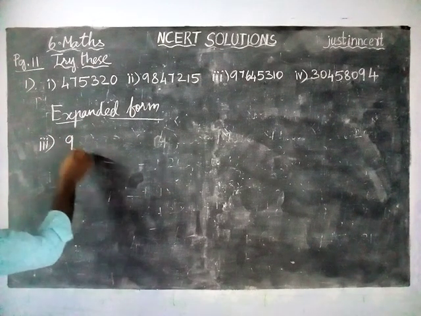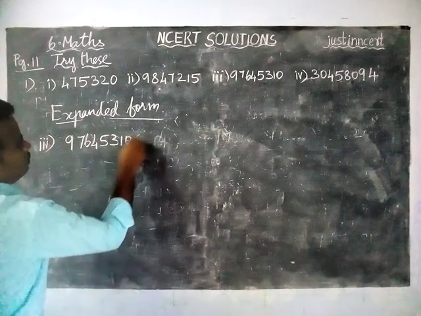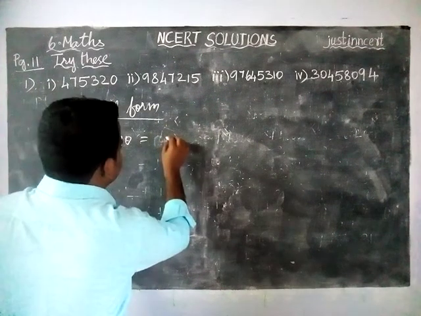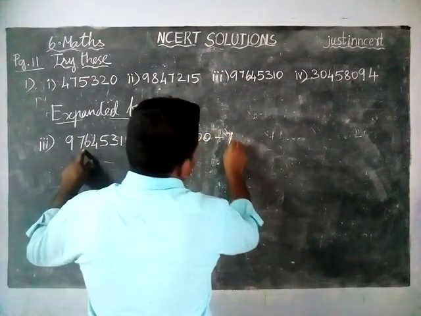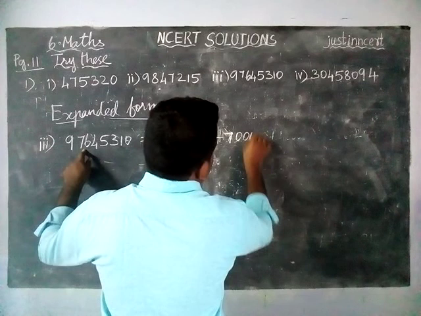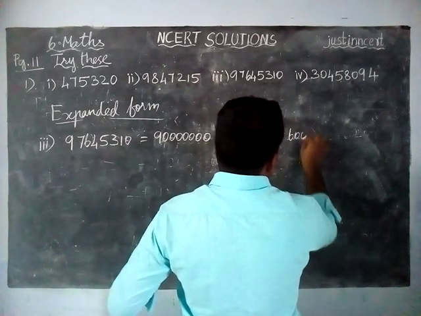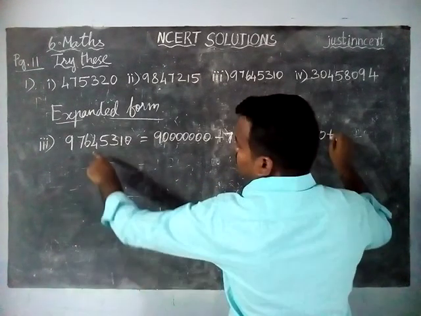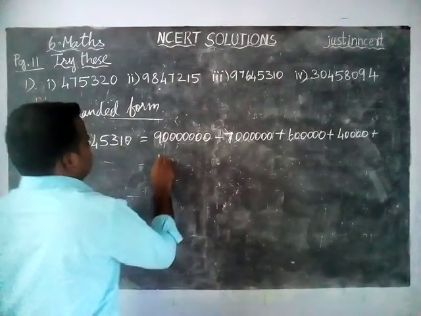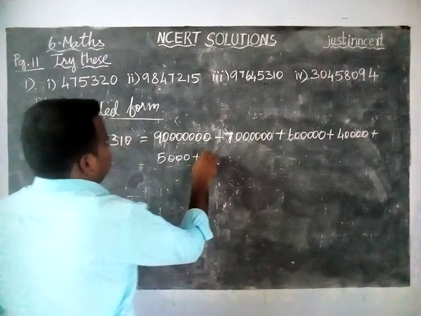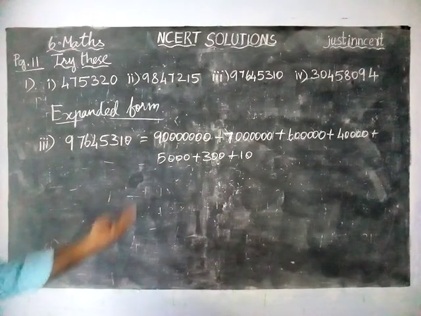Third sum, 9,76,45,310 is equal to, this is 9 crore plus 70 lakhs plus 6 lakhs plus 40,000 plus 5,000 plus 300 plus 10. Ones place, we don't have a number, so we can start here itself.